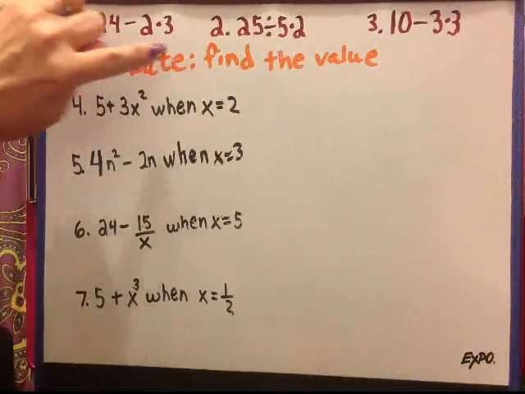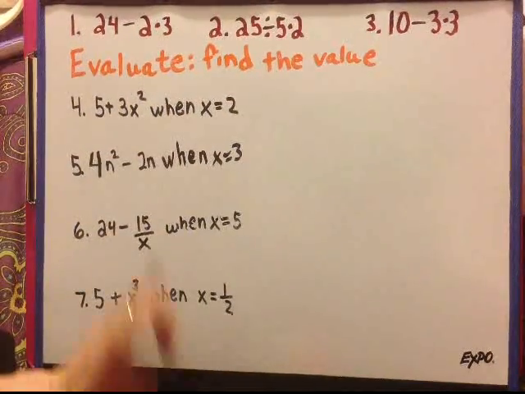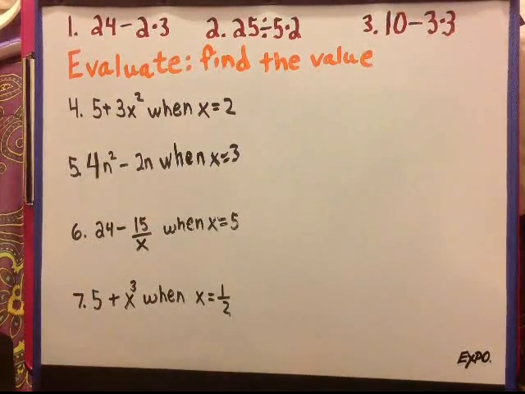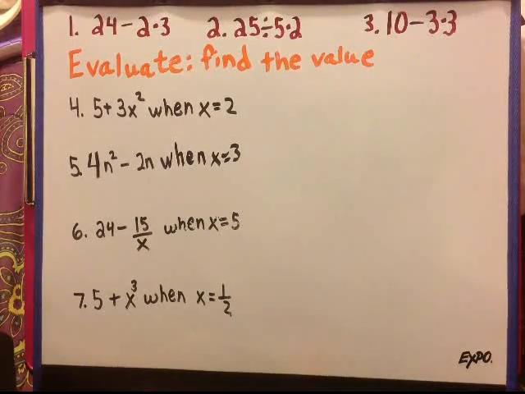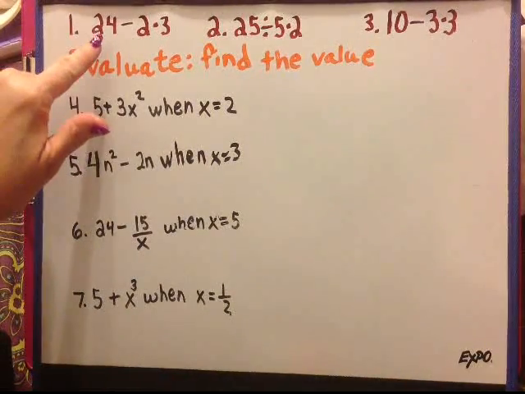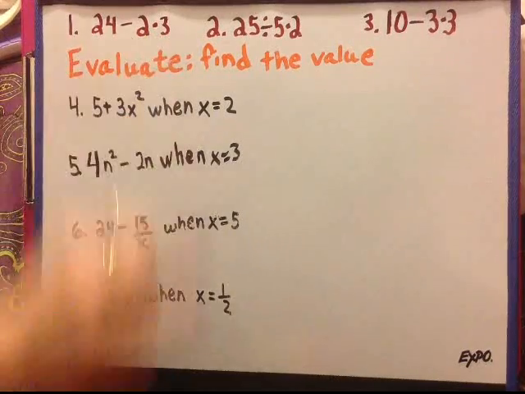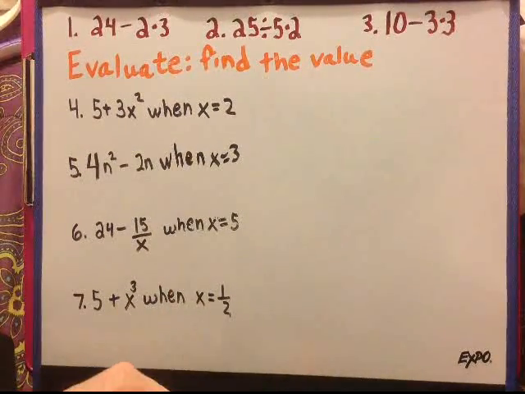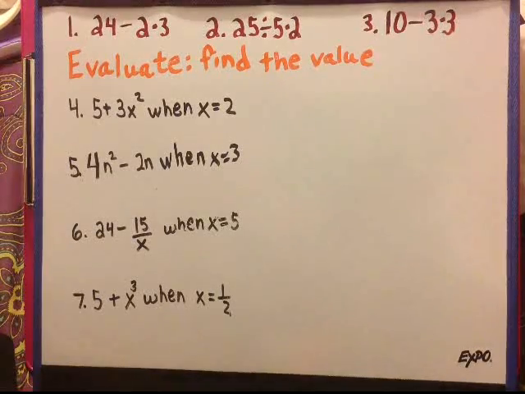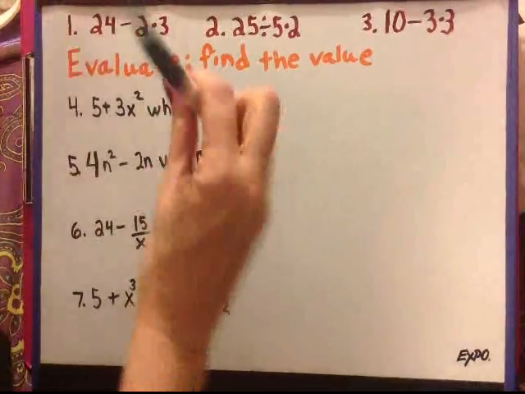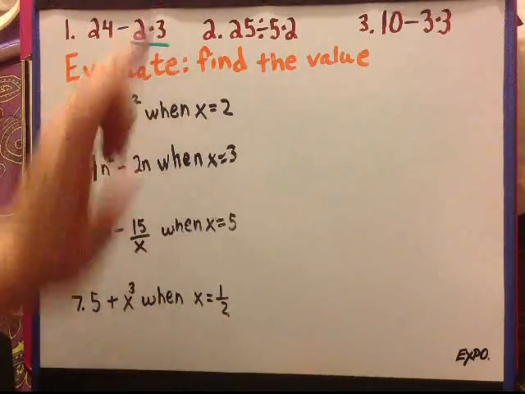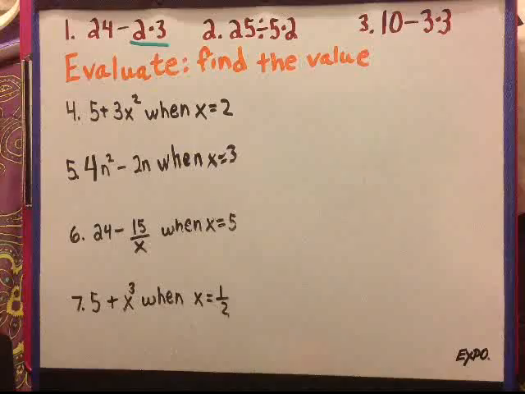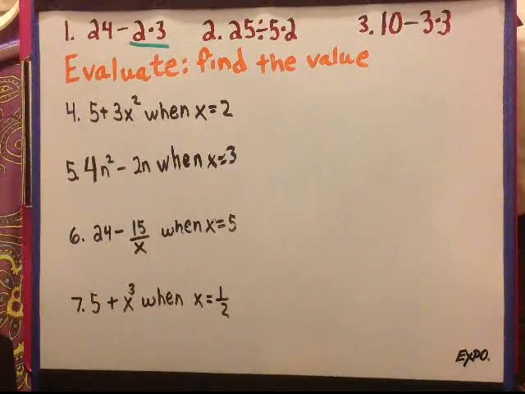To begin with these first 3 problems, I want you to look at them and decide, according to the order of operations, which operation we do first within each expression. With this first one, it is 24 minus 2 times 3. We know that the order of operations says we should do multiplication before subtraction, so that's what we're going to underline, 2 times 3, because we're going to do that part first if we were to evaluate that expression.